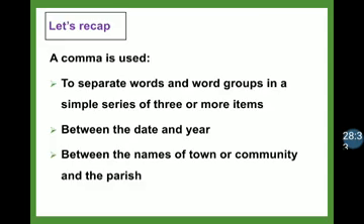So let's recap the rules that we looked at today. With 3 rules. So a comma is used to separate words in a simple series of 3 or more items. It is used between the date and the year, and is also used between the names of towns or communities and the parish.